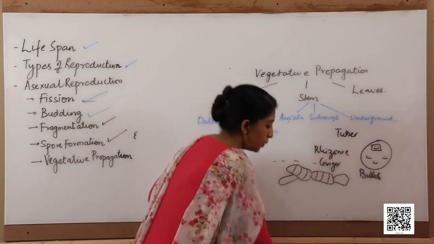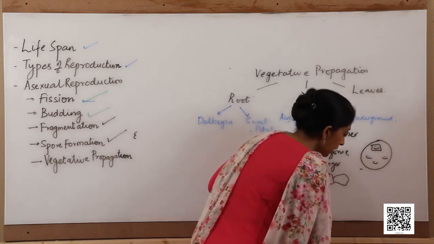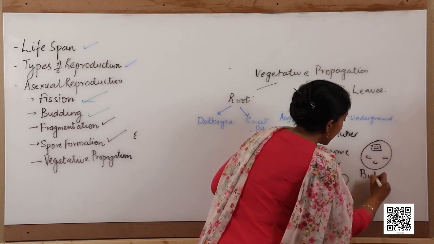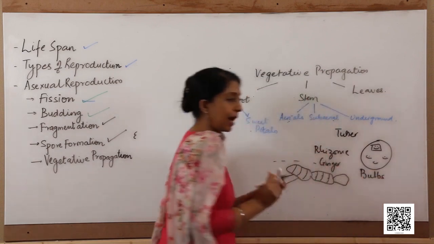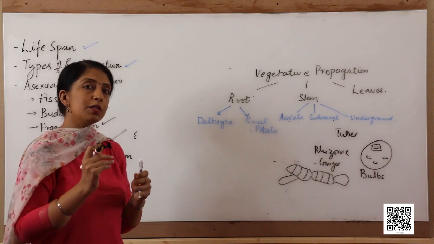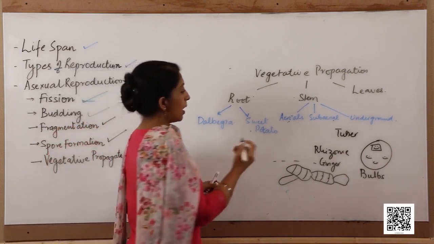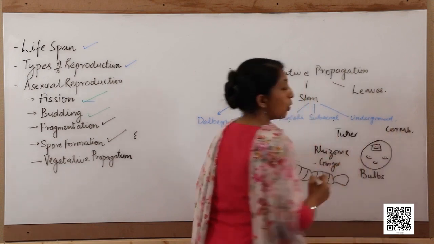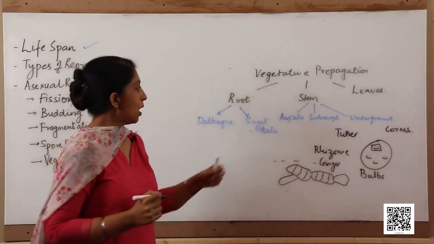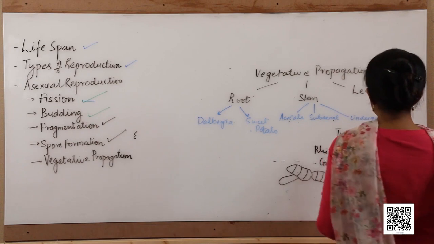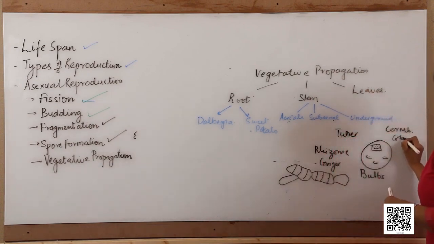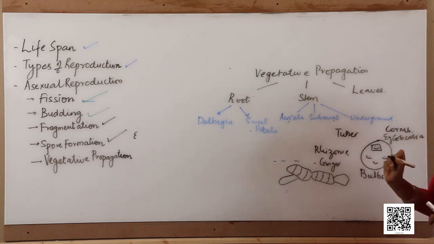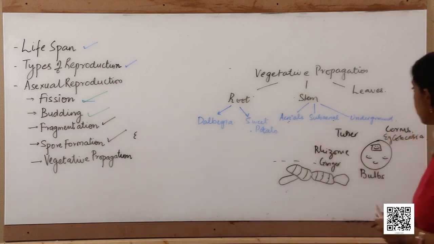Similarly, there are examples like bulbs, or the onion, which is one of the examples of a bulb. These bulbs also have condensed shoots at their base, and this shoot has the ability to give rise to a new plant. And the corms, such as colocasia, are also underground stems. These also have the ability to propagate vegetatively.